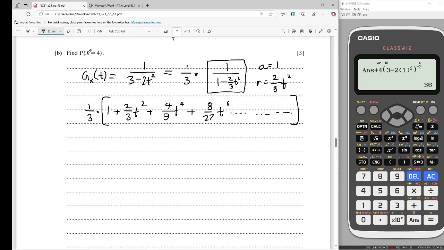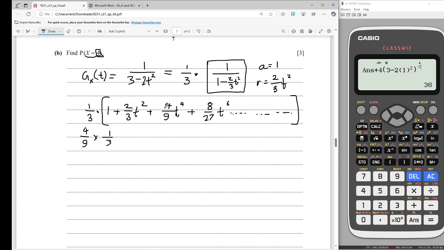Now to find the probability that x is equal to 4, we need to find the coefficient of t to the power of x, which is 4. So t to power 4 is over here, right? This right here is t to power 4. Now we need to look at the coefficient, which is 4 by 9. But you have to realize we factorized 1 by 3 out of this entire thing. So the coefficient is 4 by 9. Okay, we're going to multiply this with 1 by 3.